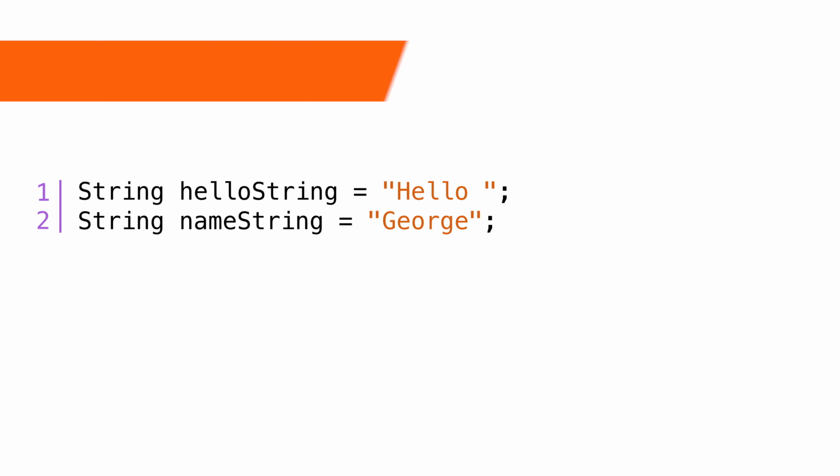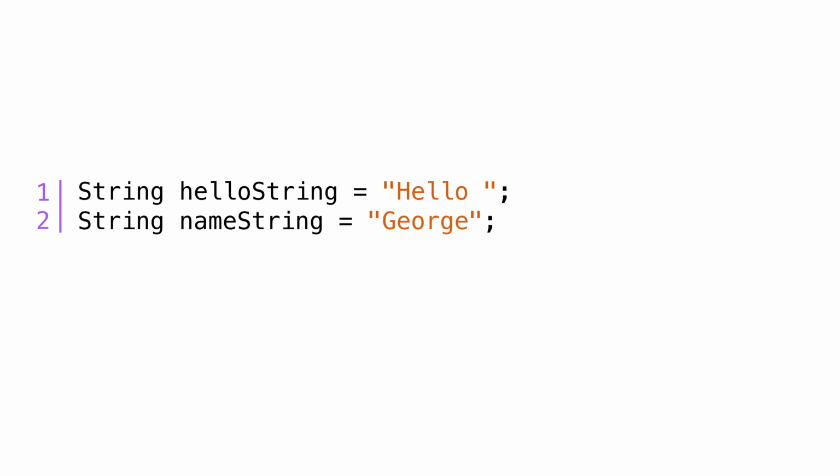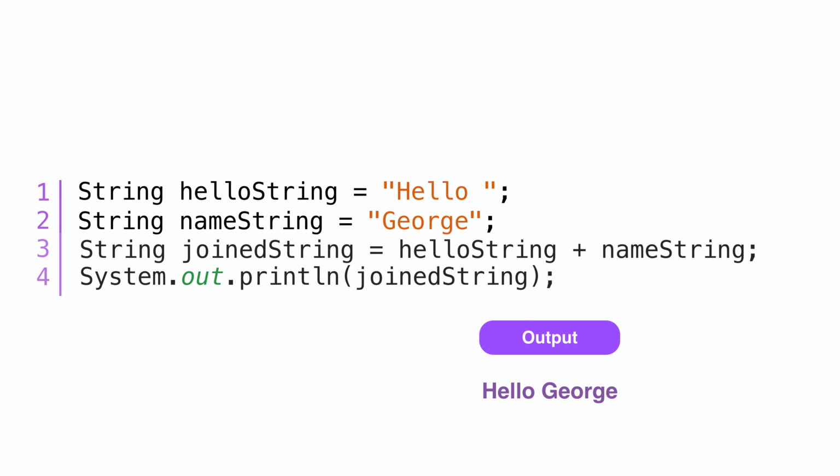To do that, we could create two strings. The first string is just hello. The second string we might read from an application setting or a database. For this example, we'll just set it to George. To join two strings, we use the plus operator. It's that simple. Join string now equals hello George.